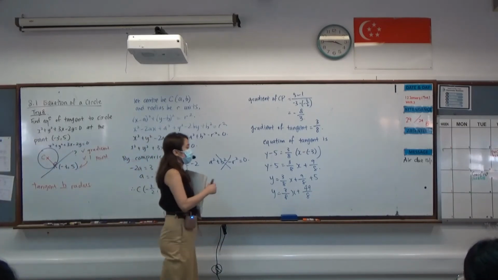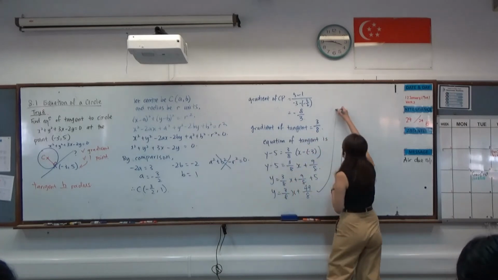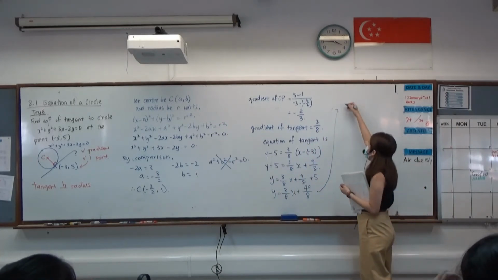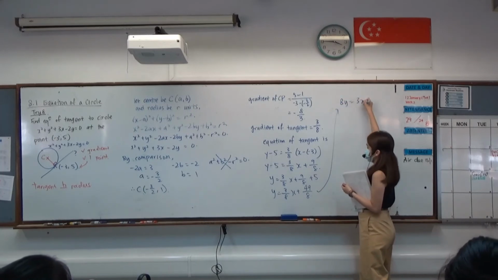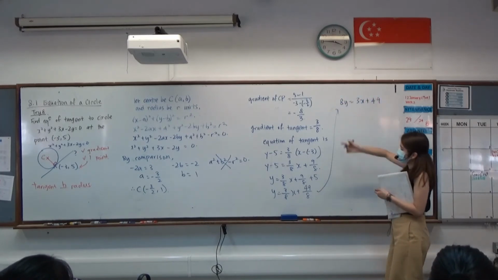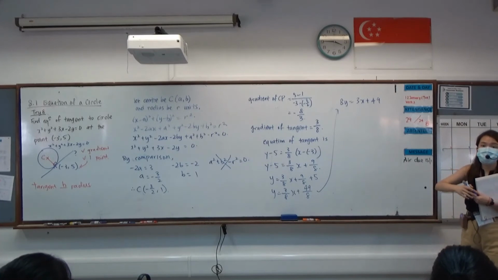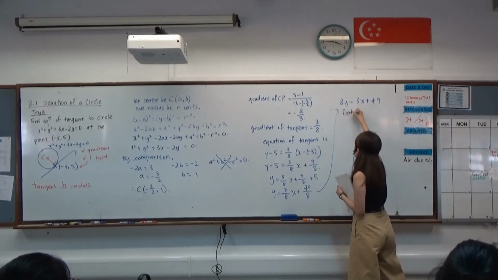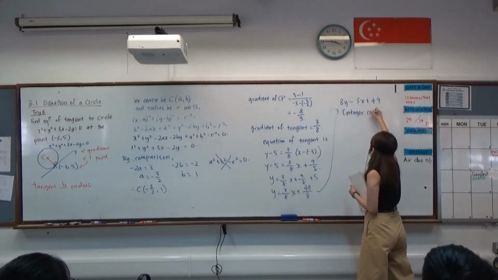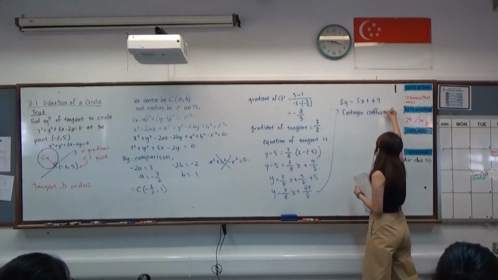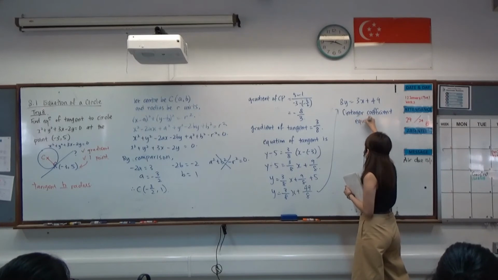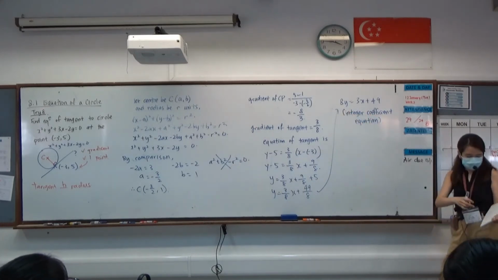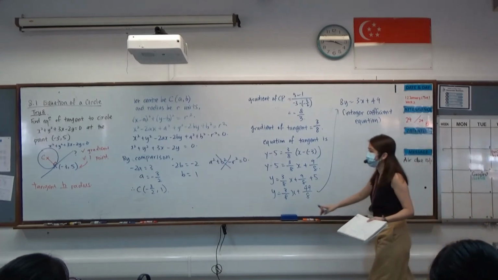Unless the question requires and asks you to leave your equation in integer coefficients, then we will multiply throughout by 8 to get an integer coefficient equation. So this is what we call an integer coefficient equation, because all the coefficients are integers.